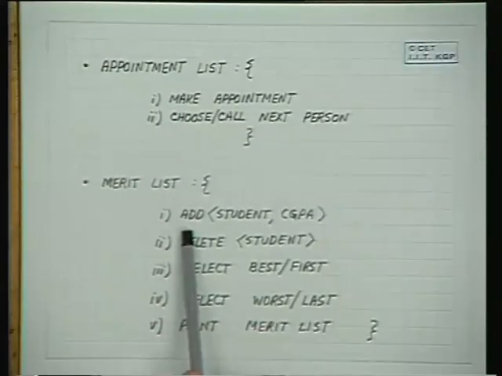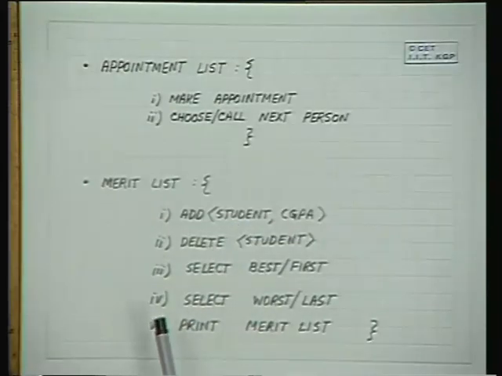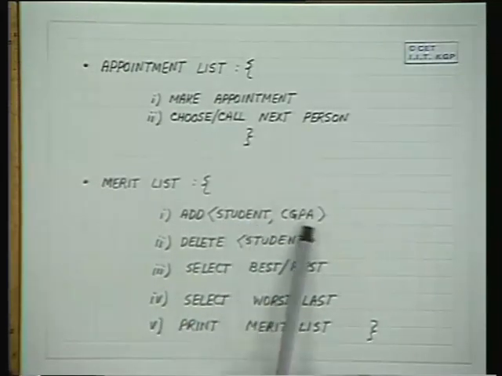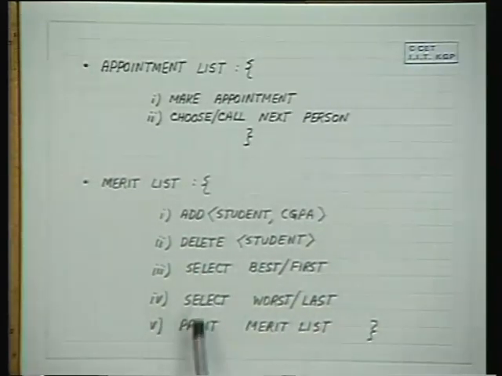Let's come to a slightly more interesting problem of a merit list. Here in our student information system, we are to prepare a merit list, and here you will add a student. A student means the student roll number and the CGPA. Maybe you can delete a student, maybe you can select the best or first student, and you can select the worst or last student. That is, you will find out the best. And you can print the complete merit list at a particular point of time. So these are the operations available on this problem.